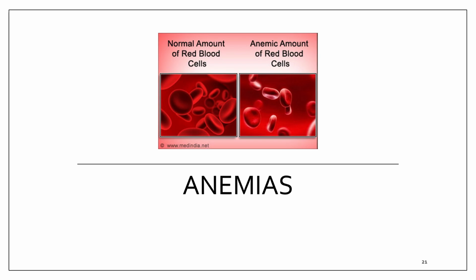The image on this slide shows that beautifully. On the left, a normal concentration of red blood cells. On the right, fewer red blood cells per volume of blood. Same plasma, same vessel, just fewer delivery trucks carrying oxygen.